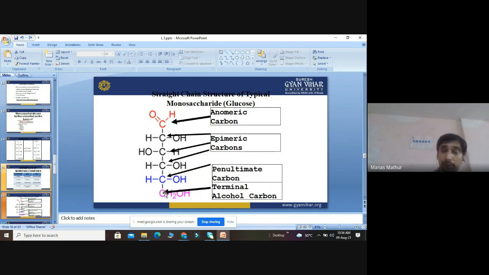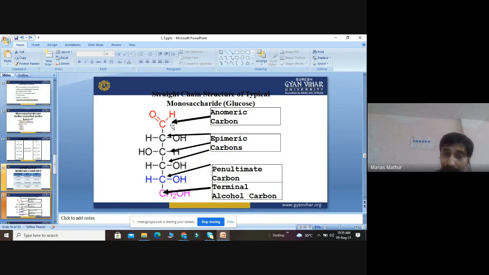Suppose there is a 20-20 match and somebody is bowling the 20th over, what will we say? Terminal over of the match. Just before the last terminal, it comes penultimate carbon. If we talk about the 19th over, it is what? Penultimate over. So penultimate carbon is carbon number 5.